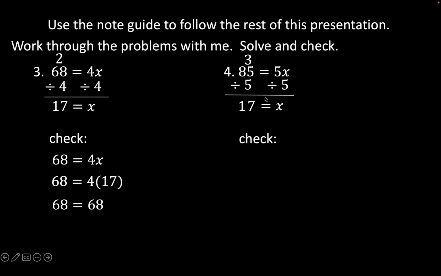For the check, again, we write the original, which is 85 equals 5x. We turn our x into 17. And then we simply say 5 times 7 is 35. There's my 5, carry the 3, which I'm putting on my hand. And then from there, 5 times 1 is 5 plus 3, which makes 8, which means that I have my 85 that I'm looking for.